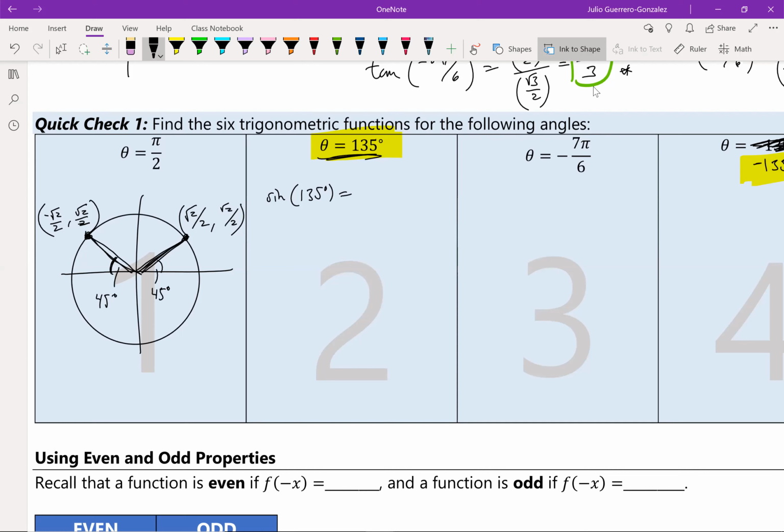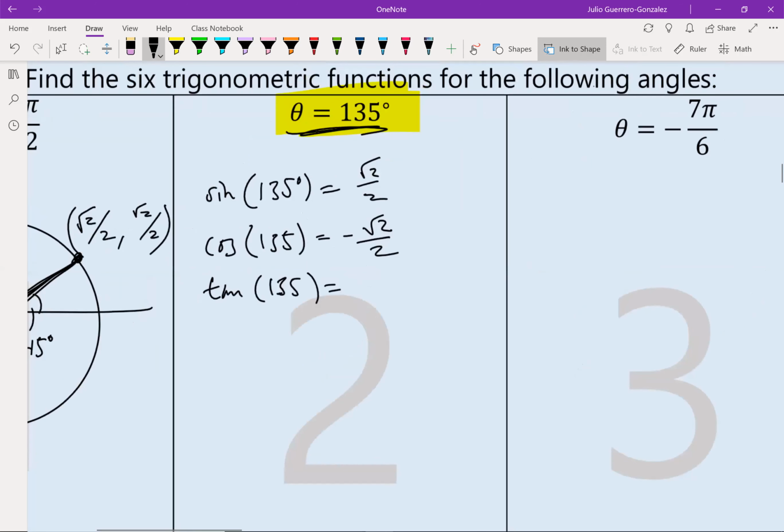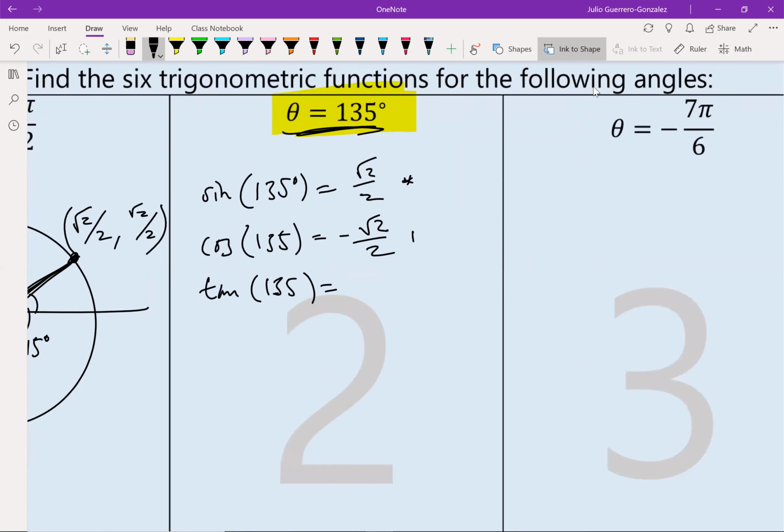So sine is still root 2 over 2. Cosine of 135 is negative root 2 over 2. Tangent of 135 is sine divided by our cosine. So it's going to be root 2 over 2 divided by negative root 2 over 2, and that becomes -1.